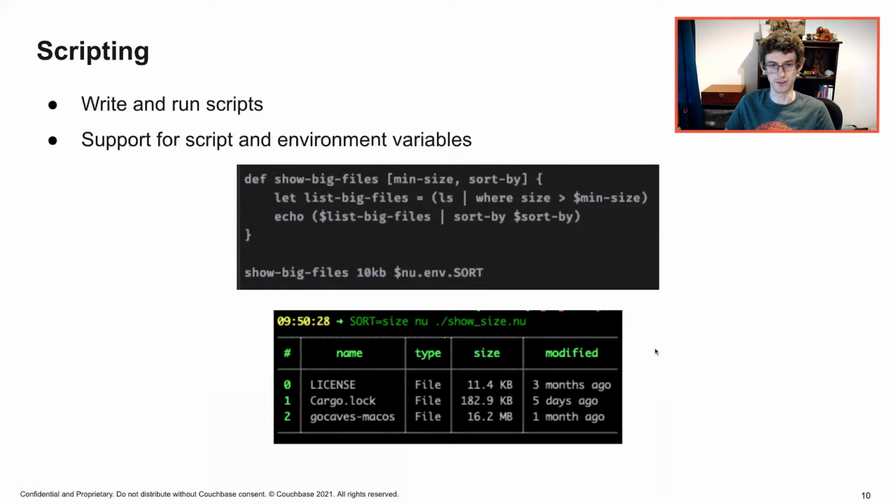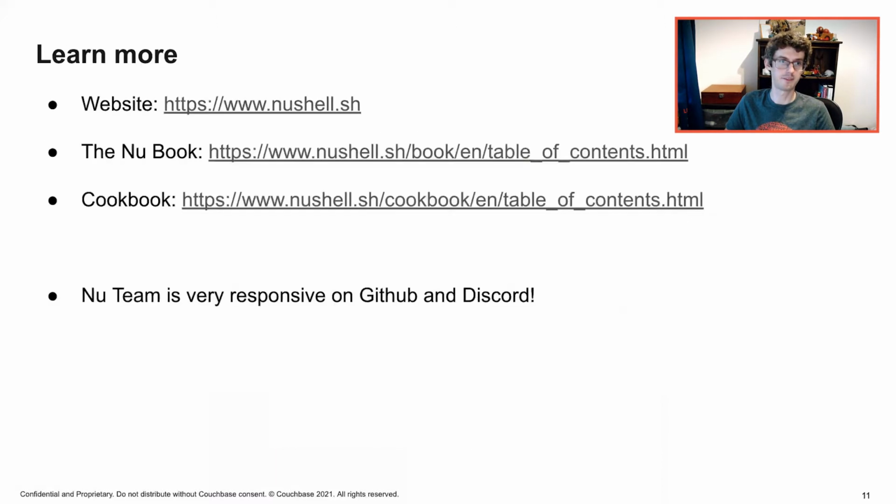And that looks like this. We're going to sort by the size column, and then we have a table which shows us all of the files in the Couchbase Shell directory, which are bigger than 10 kilobytes, and they're sorted by size.